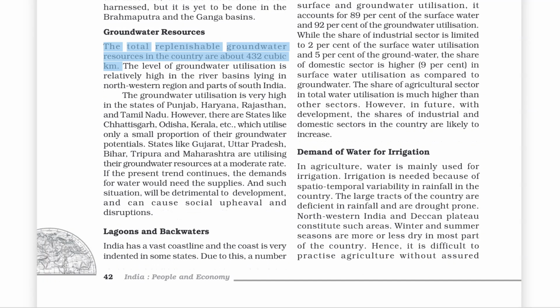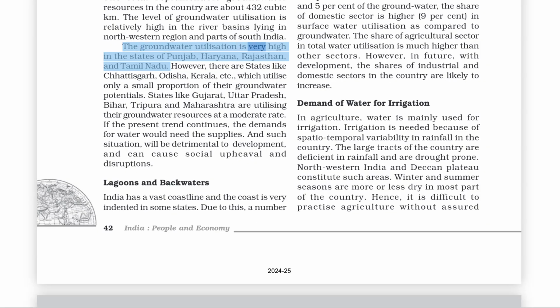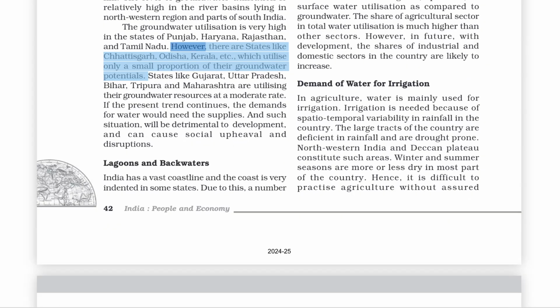Groundwater resources. The total replenishable groundwater resources in the country are about 432 cubic km. The level of groundwater utilization is relatively high in the river basins lying in northwestern region and parts of South India. The groundwater utilization is very high in the states of Punjab, Haryana, Rajasthan, and Tamil Nadu. However, there are states like Chhattisgarh, Odisha, Kerala, etc. which utilize only a small proportion of their groundwater potentials.